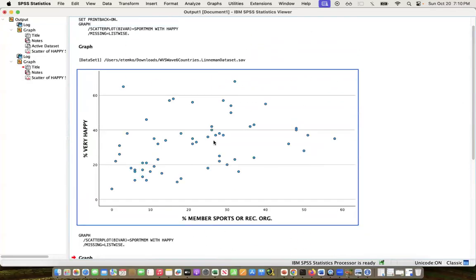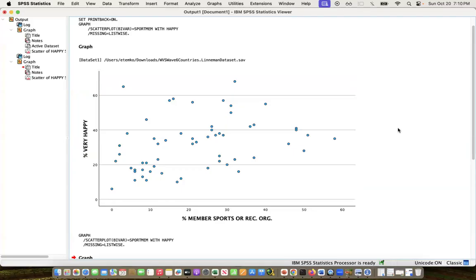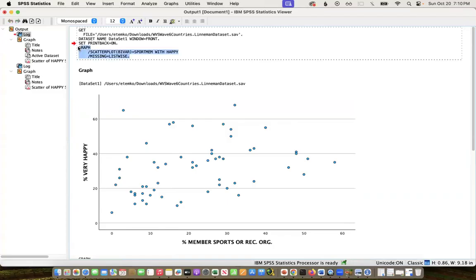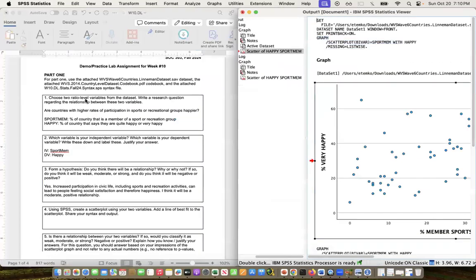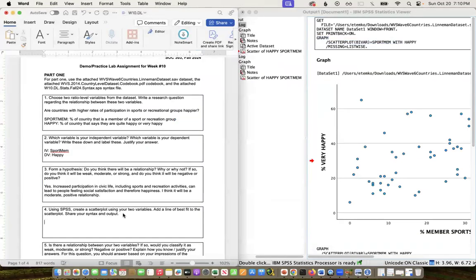So you can see, as we go across, it seems to go up a little bit, but there's a lot of variation here. So now I'm going to add my line of best fit. This I can't do with syntax. Why don't I copy my syntax, just put it in though. So I have that for this.